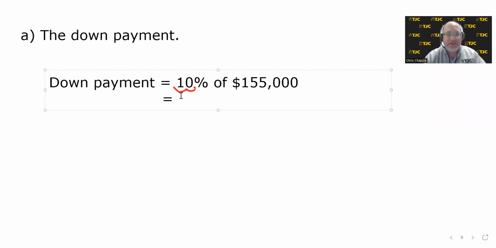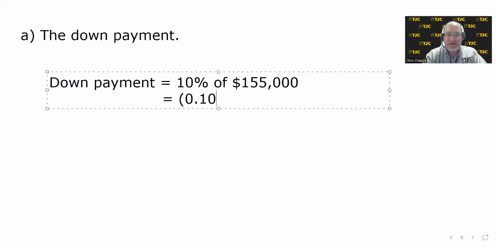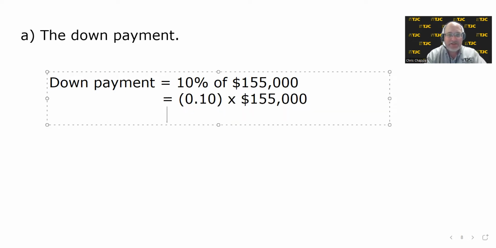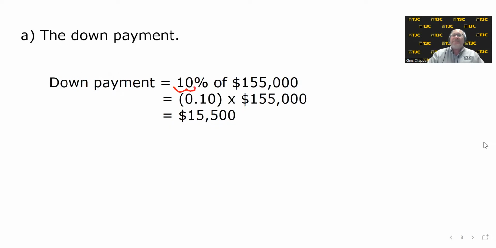Let's go back into the text box. 0.10 of means times, and then 155,000. You can multiply, but a lot of people know that to take 10% of a number, you just move its decimal 1 place to the left, or you can get out a calculator and find out that the down payment is going to be $15,500. Let this sink in. You want to buy this house? Fine. First, give me $15,500.